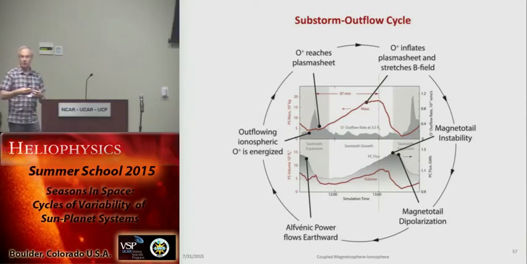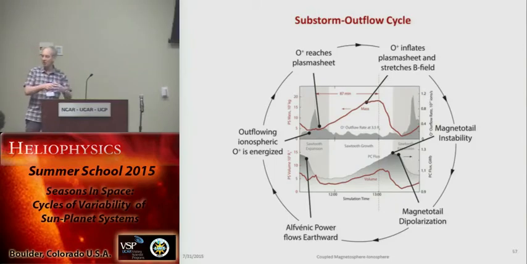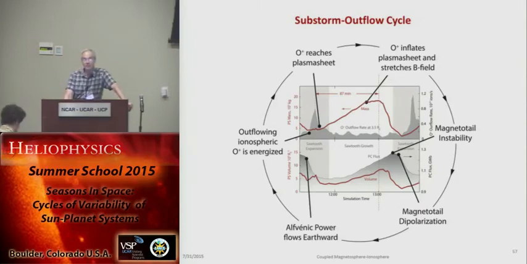They continue to accumulate there, and they stress the magnetic field out there, stretching it tailward. It breaks, a magnetotail instability. You get a magnetic dipolarization. Dipolarization means the field becomes more dipole-like as opposed to stretched. Alfvénic power goes earthward, and the cycle starts over and over again. That's what we think is the origin of the sawtooth oscillation. More of the pressure.